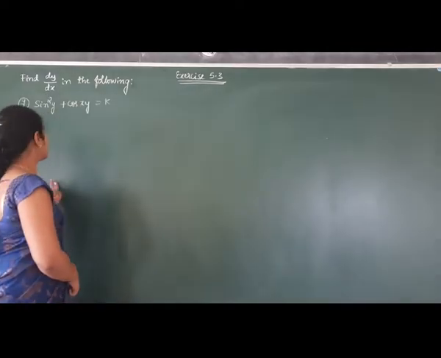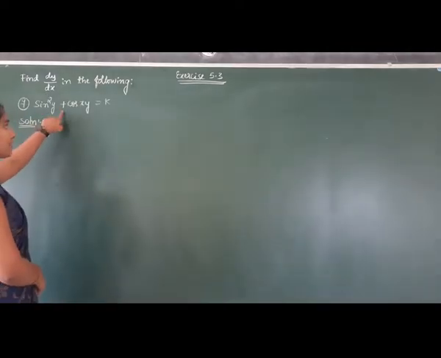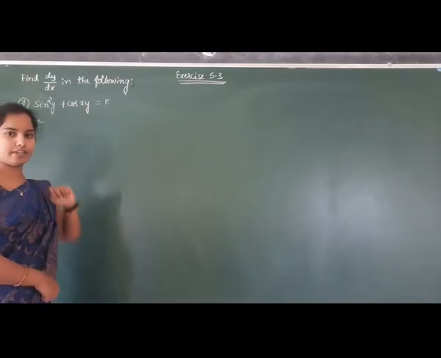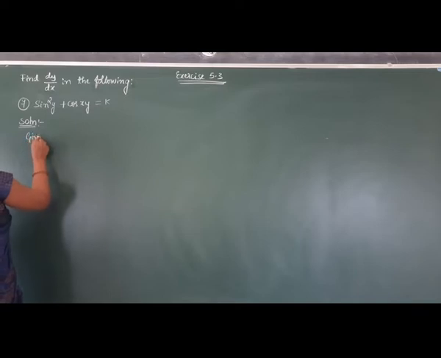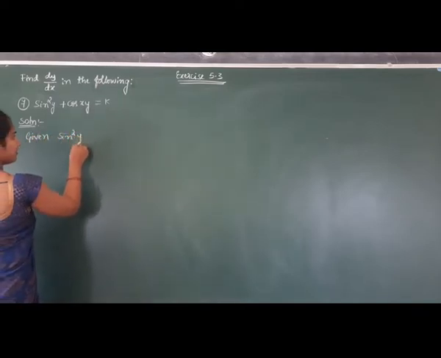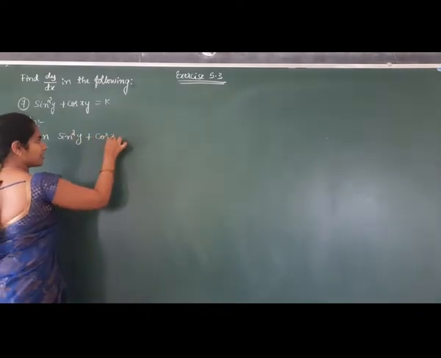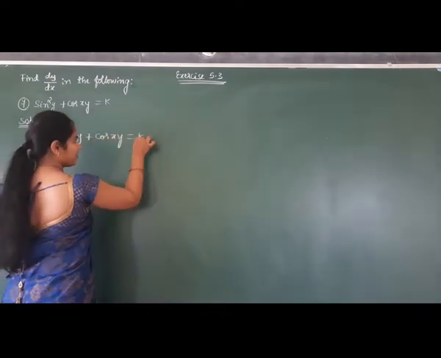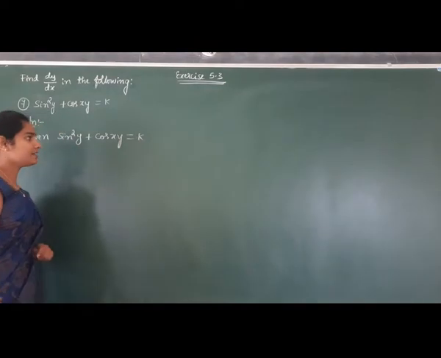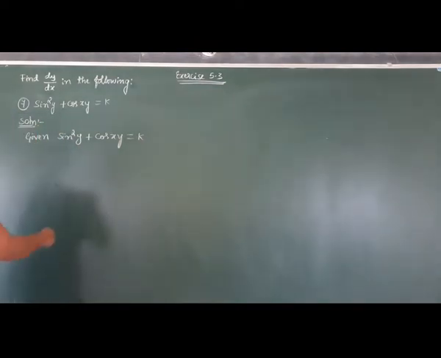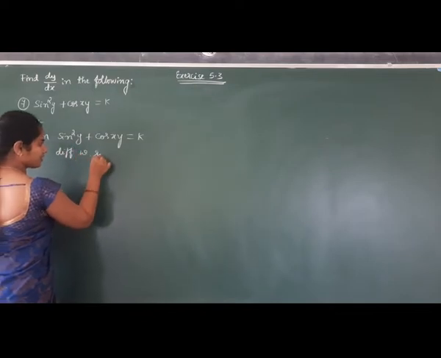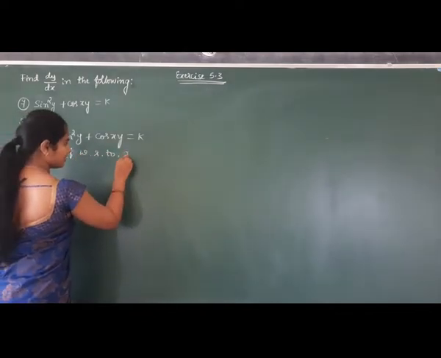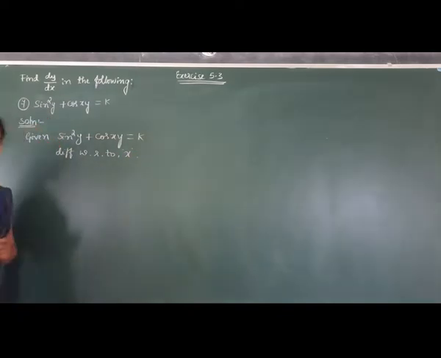So next question, sin square y plus cos xy is equal to k. First I will consider the given function, that is sin square y plus cos xy is equal to k. Now differentiate this with respect to x.